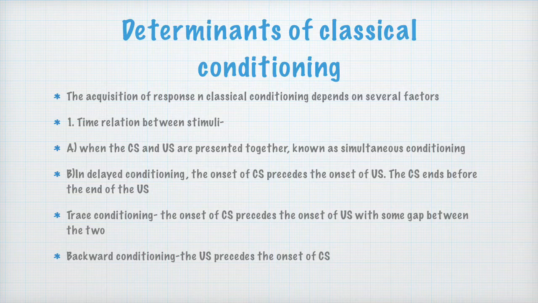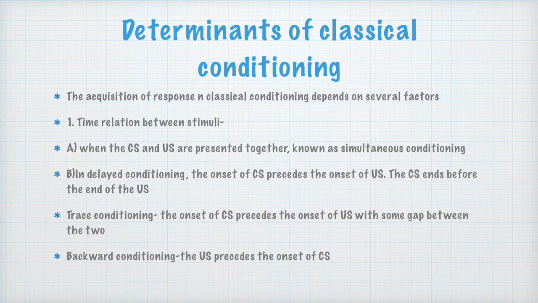The first one is time relation between stimuli. The classical conditioning procedures that we have learned are basically of four types, based on the time relation between the onset of conditioned stimulus and unconditioned stimulus. So let us first check: in the previous experiment that we learned, which one was the unconditioned stimulus and which one was the conditioned stimulus? Food was the unconditioned stimulus and the ring of the bell was the conditioned stimulus.